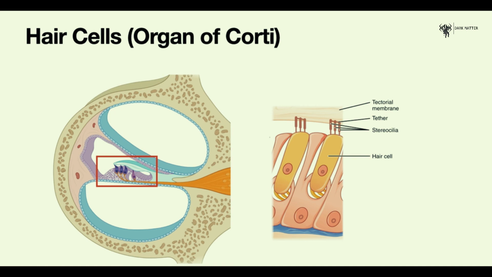The sensory receptors of the auditory system are called hair cells because they have these tiny projections that resemble small hairs. The projections are called stereocilia and they are embedded within the tectorial membrane. Now, this is important for how the vibrations from the sound waves are going to be converted into action potentials.